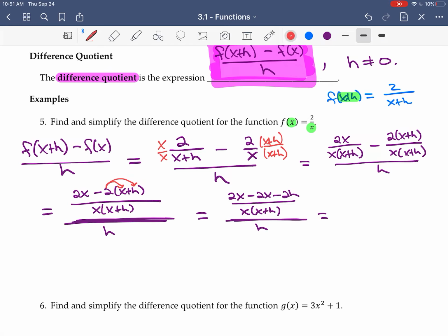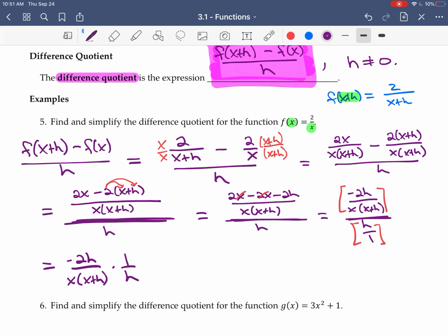So the 2x's cancel because one's plus and one's minus. So I have minus 2h over x times (x plus h), all over h. And h, I want to think of it as a fraction, so that I have a fraction over a fraction. Then I'm going to flip the bottom one and multiply. So I'm going to multiply by 1 over h instead of dividing by h over 1. And now because these are all multiplying, the h's cancel out. So I end up getting negative 2 over x times (x plus h).